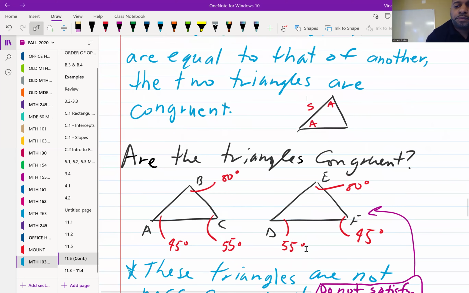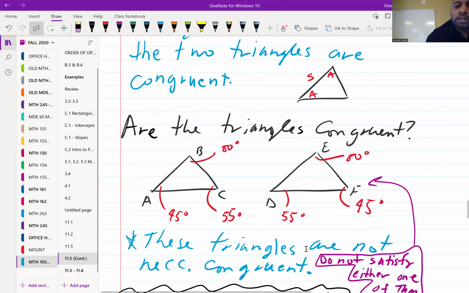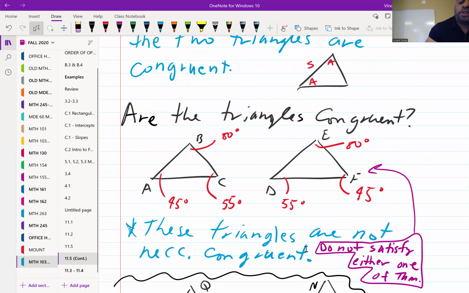All right, so these triangles are not necessarily congruent. They do not satisfy either one of the theorems that we have. Remember, the theorems that we had were side, side, side, side, angle, side, and angle, side, angle. This is basically angle, angle, angle. So all three angles are equal, and that's not one of our theorems. So it may be congruent, but you don't have enough information to determine if these triangles are congruent or not.